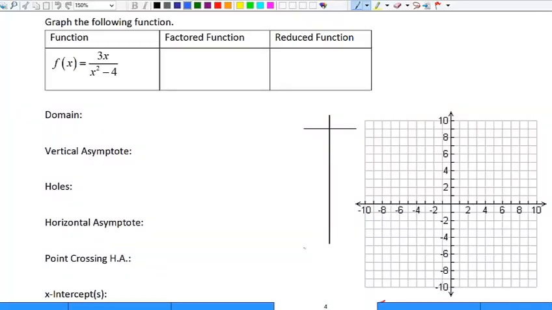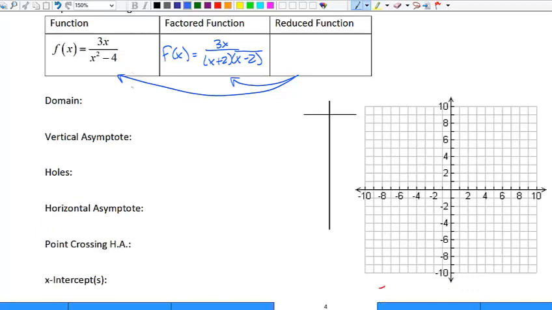So on this next problem, f of x equals 3x over x squared minus 4, we can factor the denominator. But even though we can factor the denominator, and now we have a factored function, nothing divides out. And so the reduced function could either be the factored form or the original function. We don't really have a different reduced form. The factored form and the original function are truly the same function. So it wouldn't really matter which one you use when we're called upon to use the reduced function. Either one will be fine because there is no new reduced function.